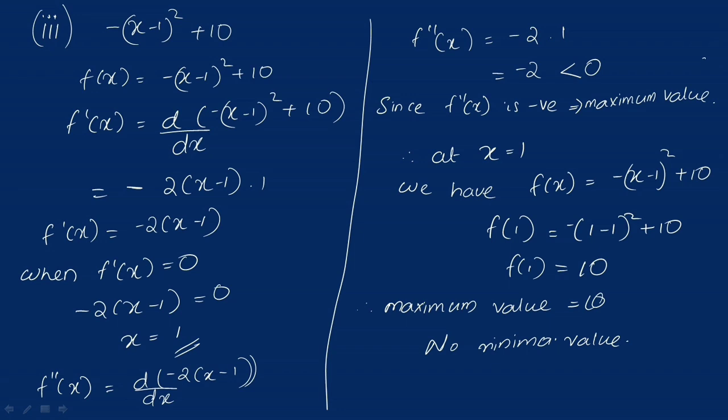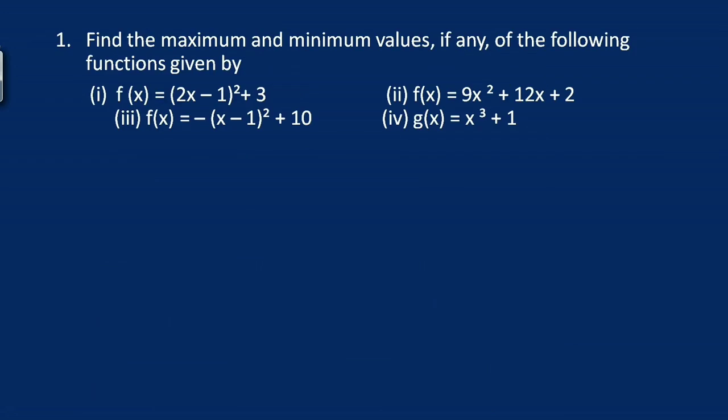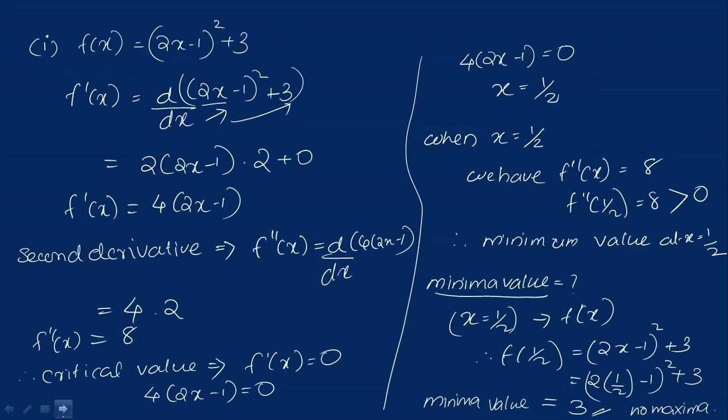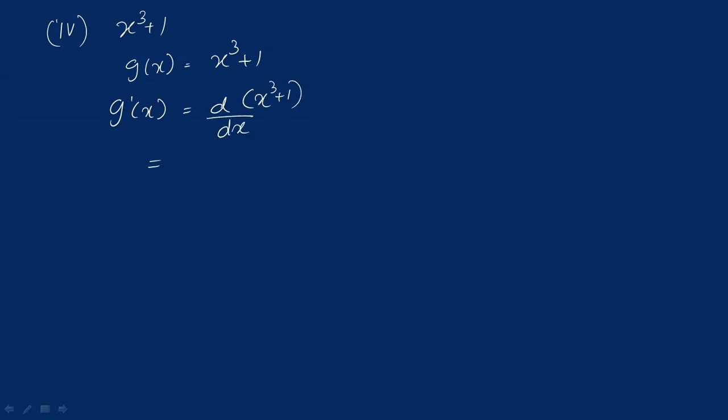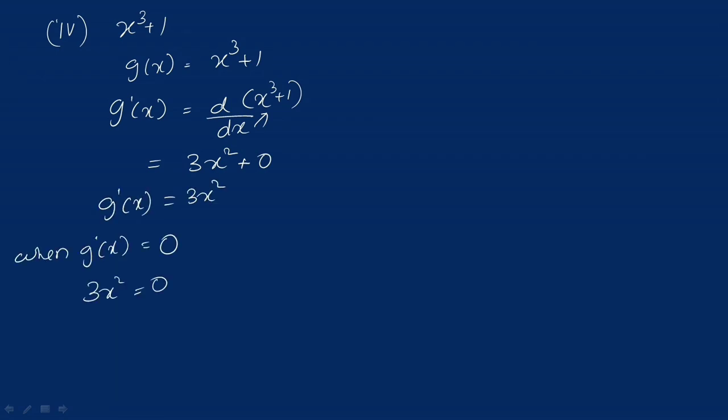So next question, that is the fourth question. g of x is equal to x cube plus 1. So g of x is equal to x cube plus 1. What is g dash of x? That is d by dx of x cube plus 1. That is d by dx of x cube, that is 3x square, and d by dx of 1 is 0. So g dash of x is 3x square.